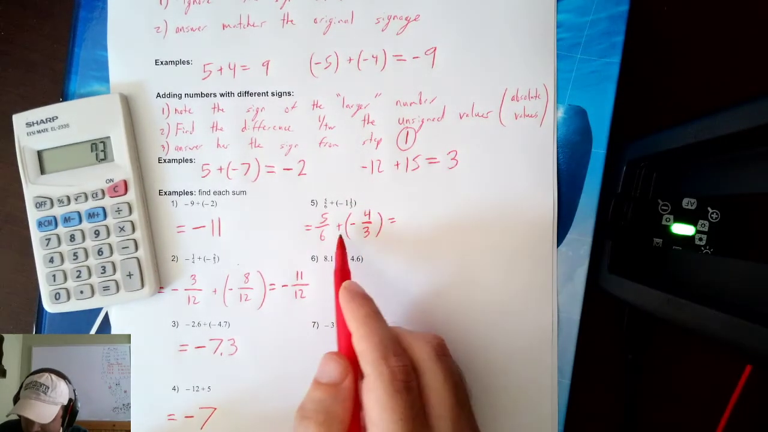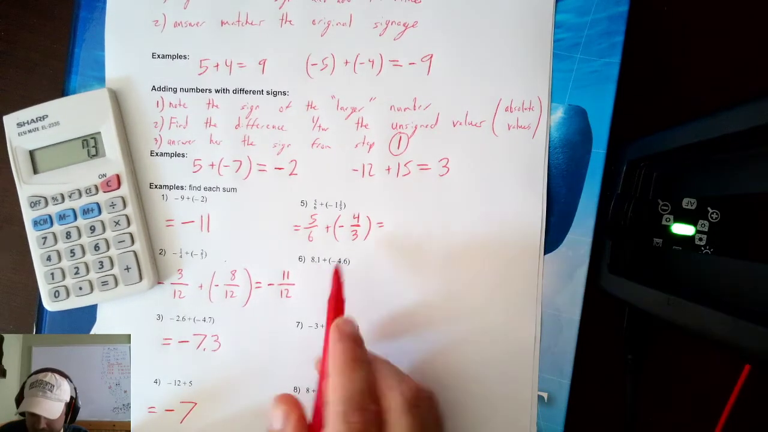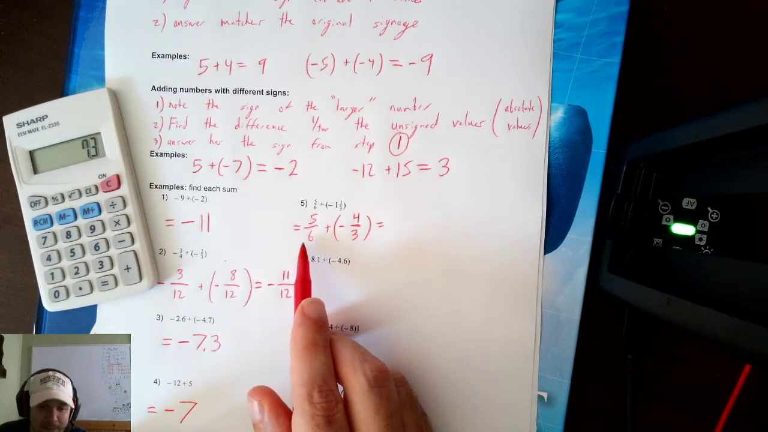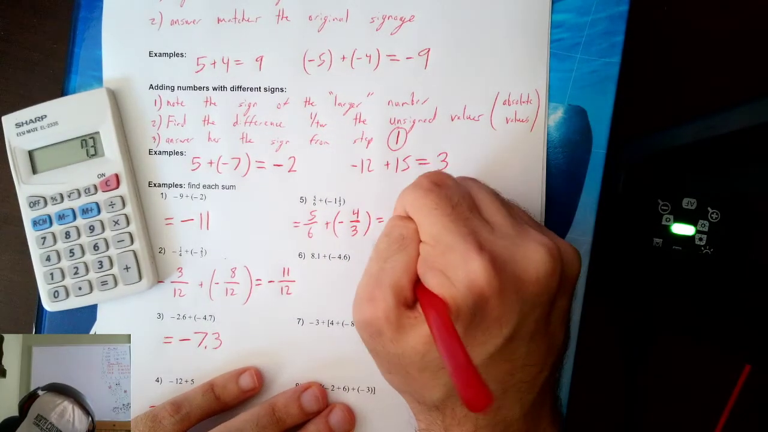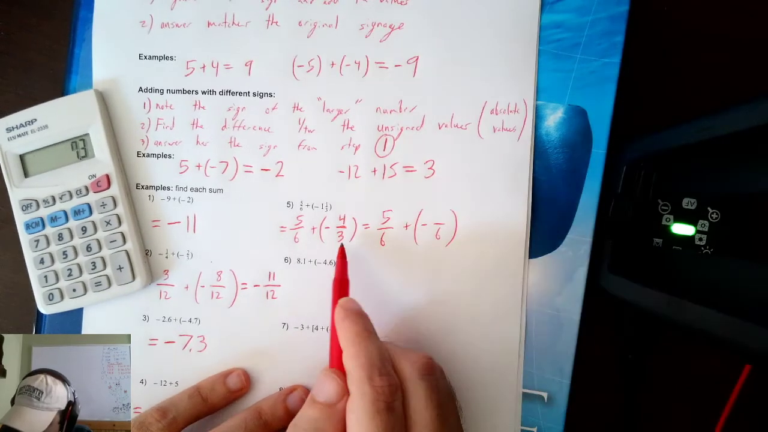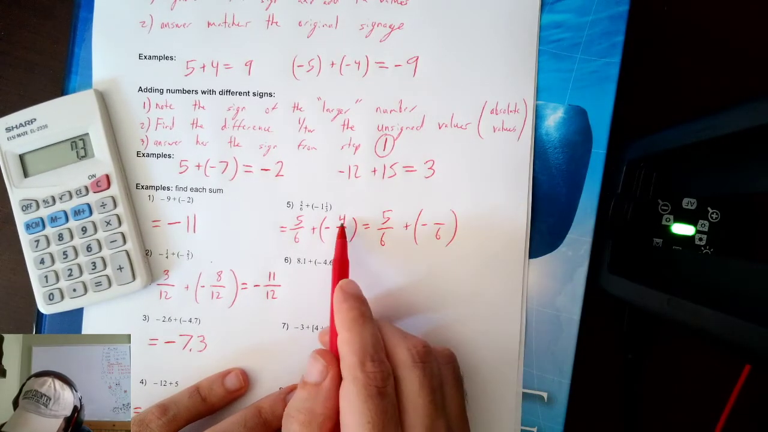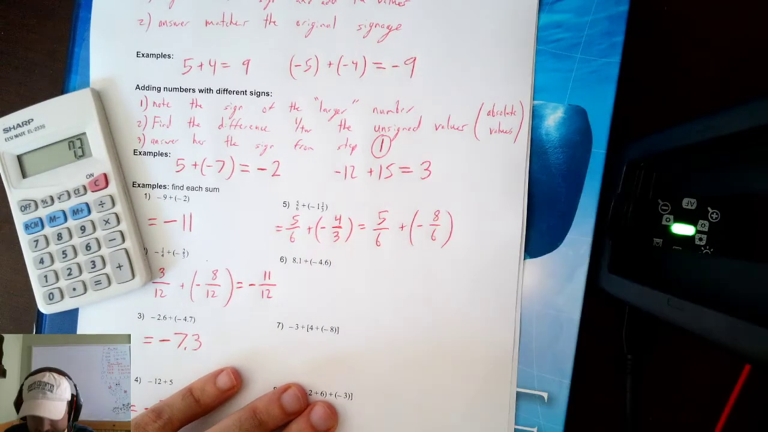So I have 5/6 plus negative 4/3. I need common denominators in order to add. What's a common denominator between 6 and 3? Well, it's 6, right? How do I go from 3 to 6 here in the second one? Well, I multiplied by 2, so I'll do the same to the top. That will give me 8/6 instead.